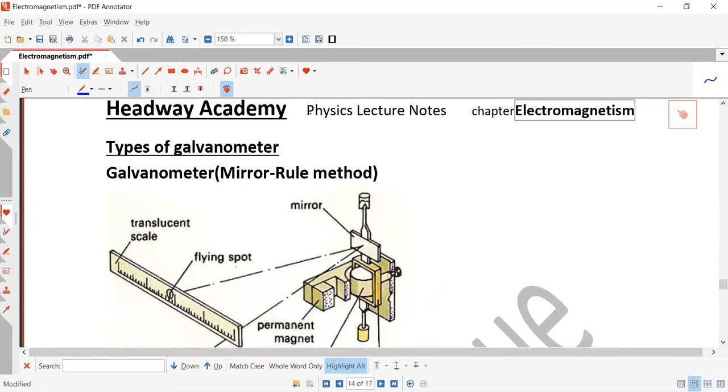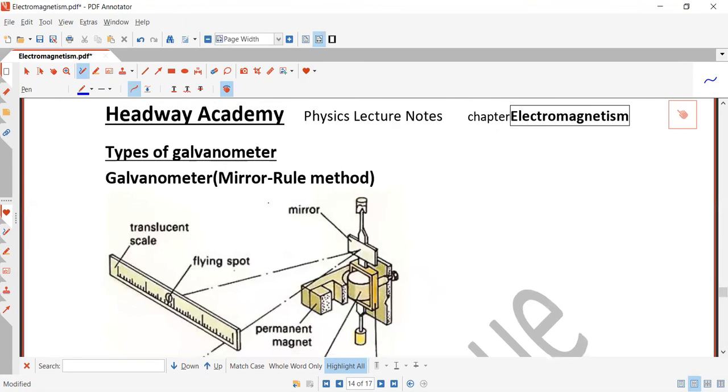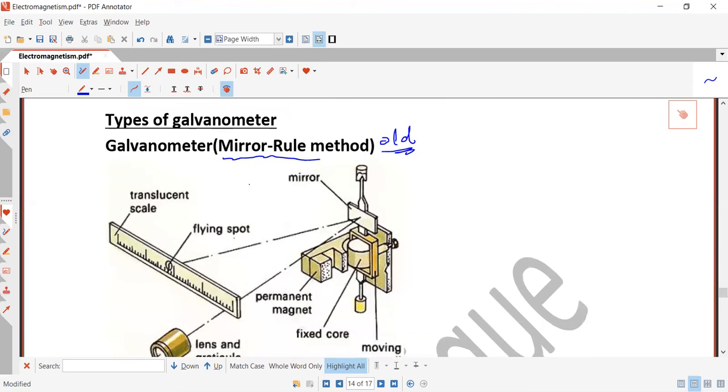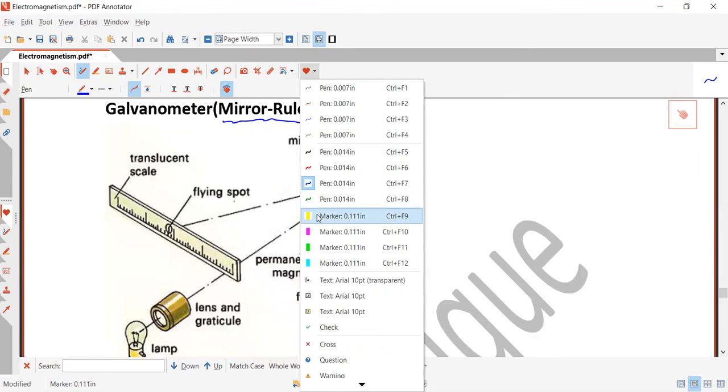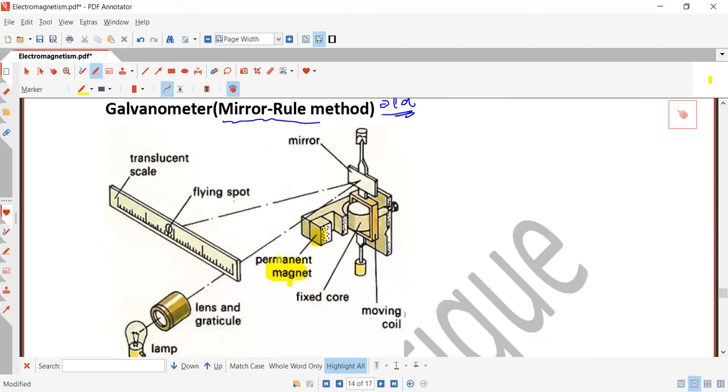Students, there are different types of galvanometer. The older type of galvanometer is this mirror and meter rule method. When we didn't have the technology, we used this assembly to detect or measure currents. Here is the permanent magnet, here's the core on which the coil is moved, and here is the moving coil, and the current is entering into it. What is then further done? A lamp is used to throw light on the mirror which is attached to the coil.